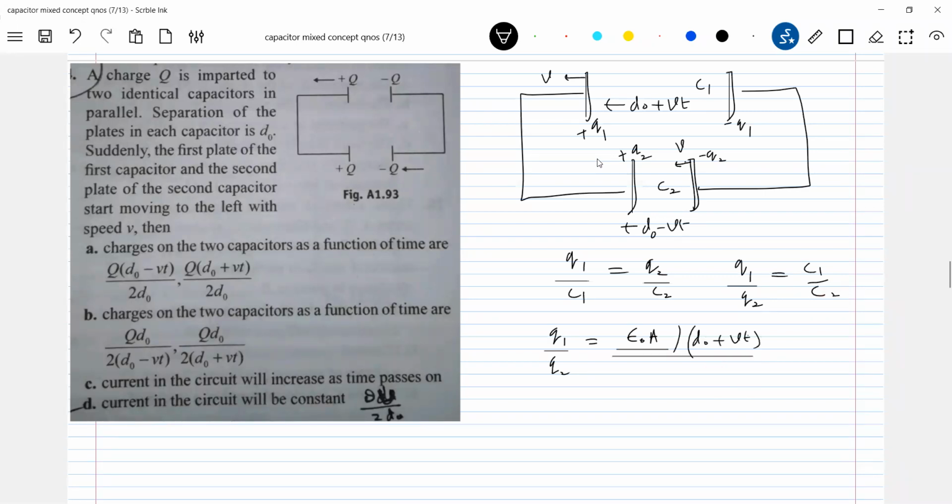Just a very simple problem. No need to bother with all that conceptual thinking. So this is the expression. Q2, the capacitance, as the separation decreases, no? So it is moved with a constant speed. So the separation becomes D naught minus Vt. So this will be Q1 by Q2, D naught minus Vt.